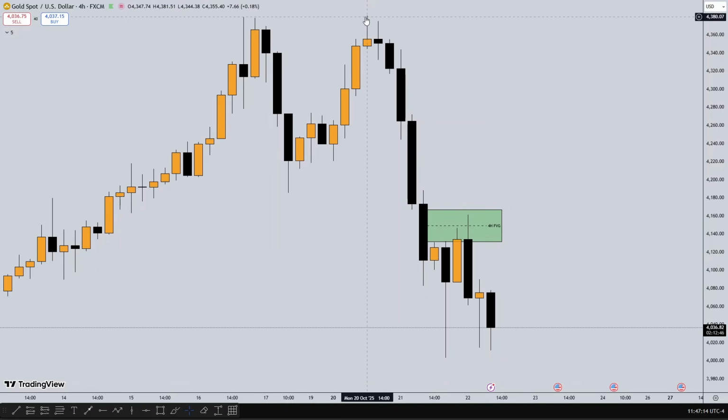First, you identify your swing high and a swing low. So here's the swing high and here's the swing low. Second is you mark out your order block and your fair value gap. Now, I already marked out the 4-hour fair value gap.